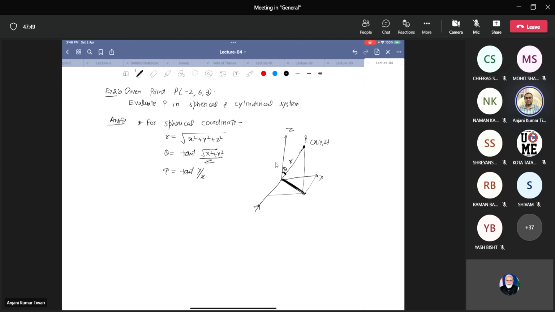So what will be tan theta? Tan theta will be this distance divided by this distance. How much is this distance? This is nothing but the square root of x square plus y square, and this is z. So therefore tan theta will be square root of x square plus y square over z. Is this fine? Yes, sir. This is very simple trigonometry. No physics, very simple 12th class trigonometry.